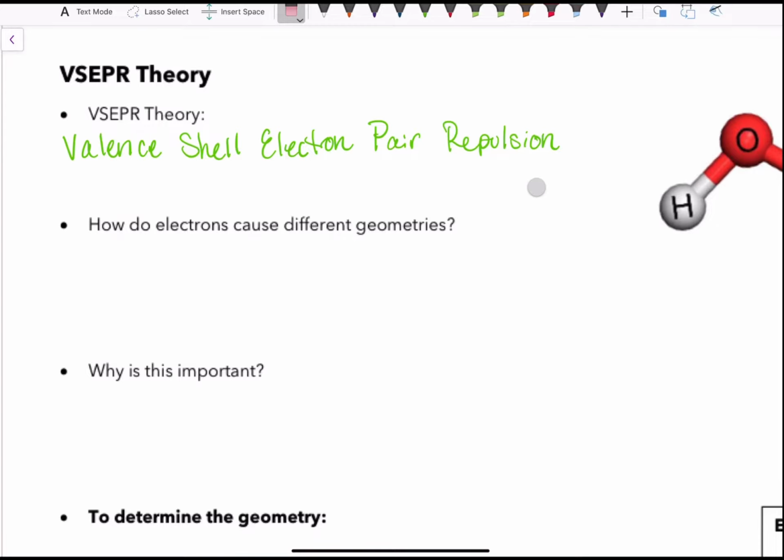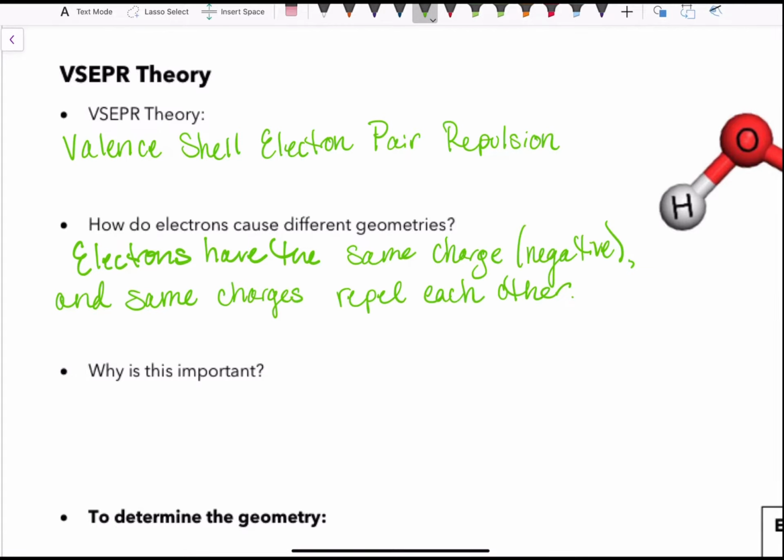So just like how opposites attract, same things repel, and electrons all have a negative charge, and they will repel each other. So that is how electrons cause these different geometries. These electrons are repulsed by each other because they have the same charge. And the negative charges, because they're the same, they repel each other. So it's sort of like you're trying to bring two ends of a magnet together that are the same.